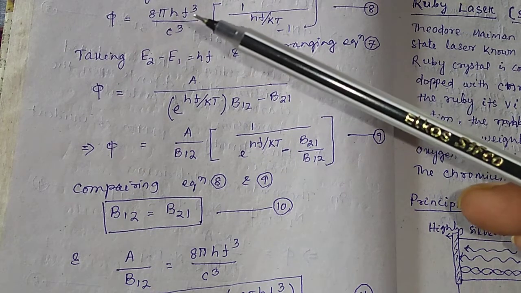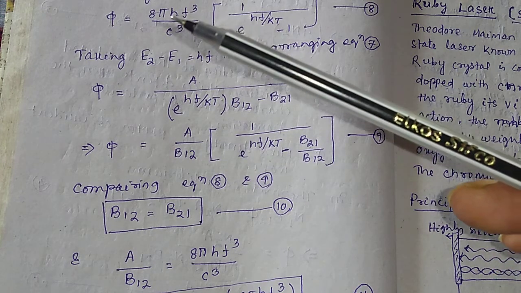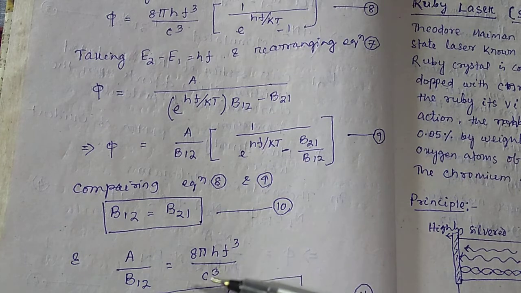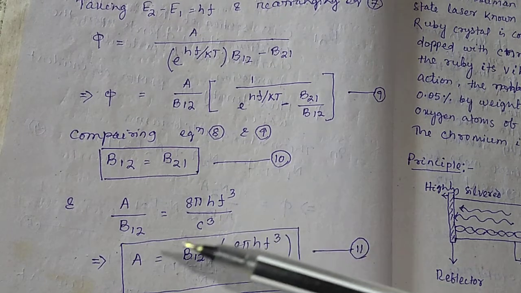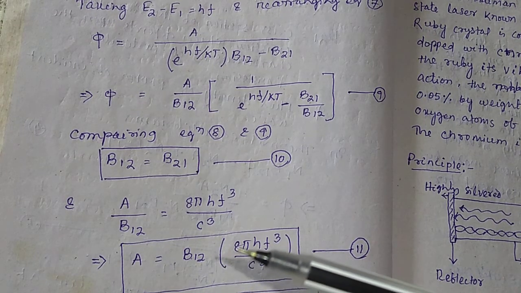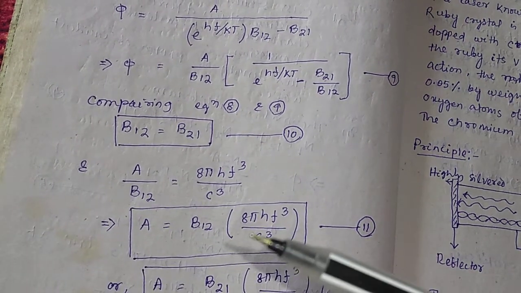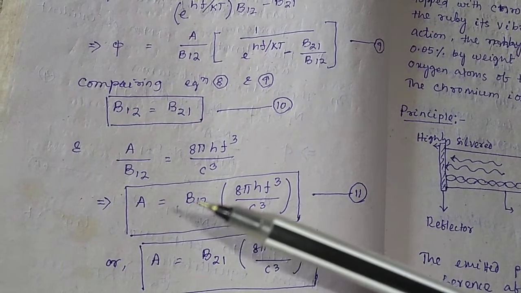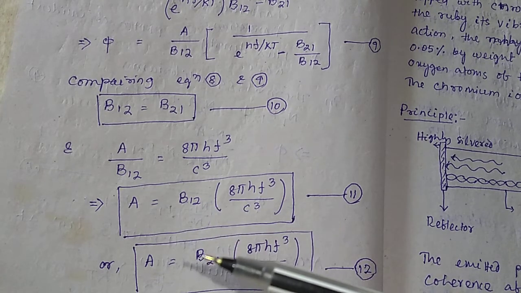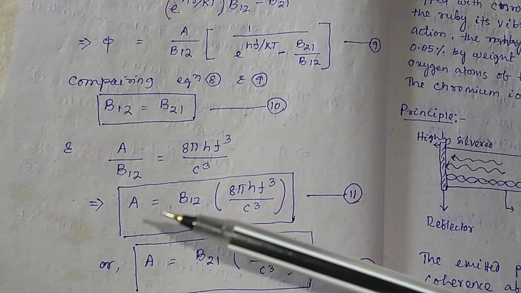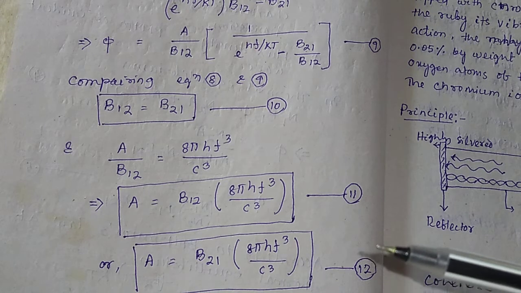And if you compare this with this, you see A divided by B12 will be equal to 8 pi h f cubed divided by c cubed. So A divided by B12 is equal to 8 pi h f cubed divided by c cubed. So A will be equal to B12 into 8 pi h f cubed divided by c cubed. Since B12 is equal to B21, you can put B12 or B21. So you will get two expressions, one for B12 and another for B21, equations 11 and 12.